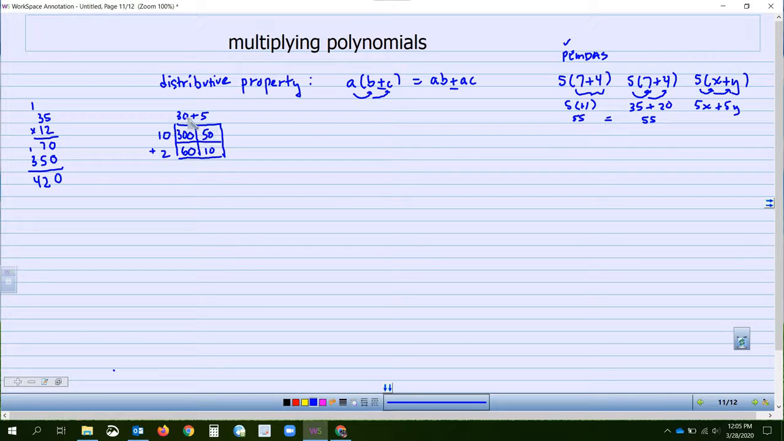And then if I wanted to know what 35 times 12 was, then I would add all these together. And I would have 300 plus 60 plus 50 plus 10. Well, that's going to give me 360 plus 60, which is 420. And I know what some of you are thinking, well, it's a heck of a lot easier to do it that way than to do it that way.